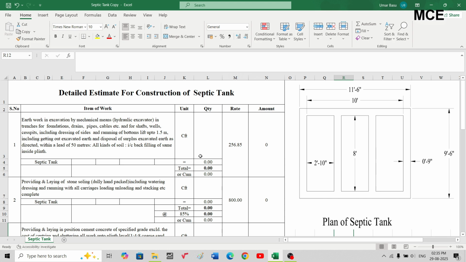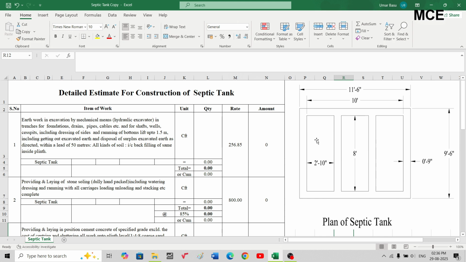So I have already drawn the plan of the septic tank. You can see the plan of the septic tank. The internal dimensions of my septic tank will be 10 feet by 8 feet. Since we will be constructing the septic tank using 9-inch modular bricks, the external dimensions will be 11 feet 6 inch across 9 feet 6 inch. Internal, that is clear, will be 10 feet by 8 feet, and I have divided the septic tank into 3 equal compartments, each having a length of 8 feet and width of 2 feet 10 inches.